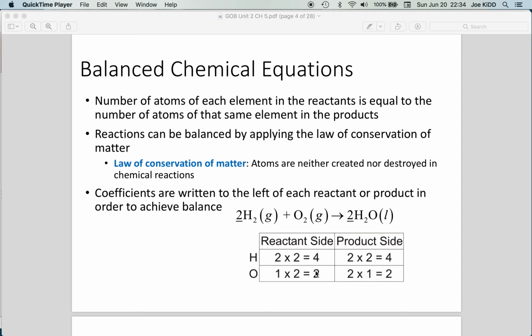So I have 2 atoms of oxygen. Let's look at the product side now. I have 2 H2Os. So we know in one H2O there would be 1 oxygen and 2 hydrogens, but now I have 2 of them, which means I would have 4 hydrogens and 2 oxygens. That means that on the left-hand side and the right-hand side, I have the same number of atoms going in as I have coming out. And that would be a balanced equation.